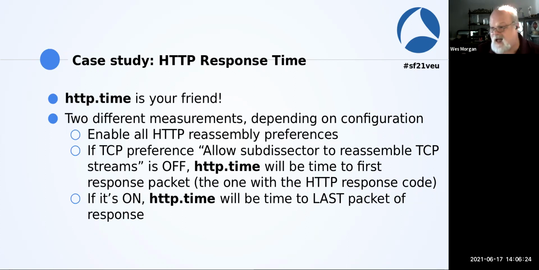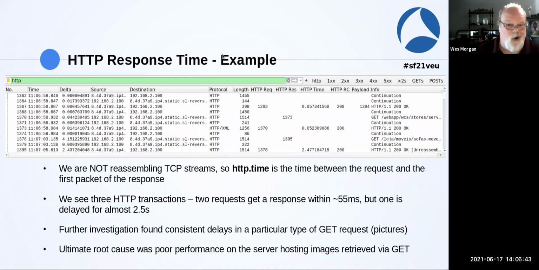So there will be times you look at each of these values for HTTP time. You'll just flip between the two configurations. You might even do that in a profile if you wanted to. We're going to use the first example. We are not reassembling TCP streams. So HTTP.time is going to be the time between the request and the first packet of the response.